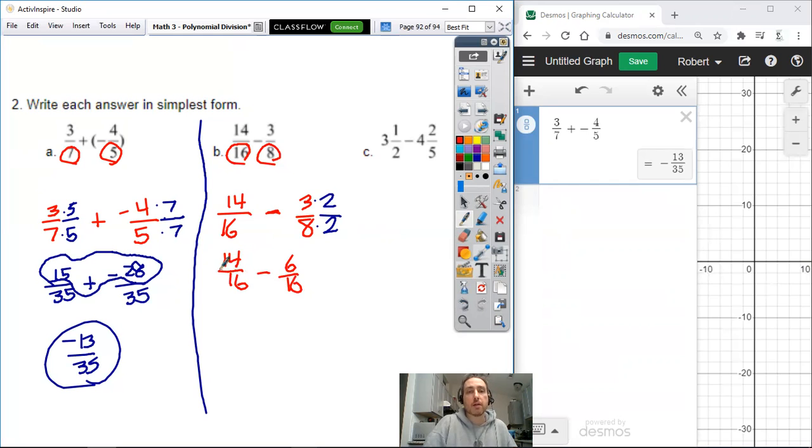And now we're ready to subtract. So 14 minus 6, that's going to be 8. Well, 8 divided by 16 is 1/2. 16 divided by 8 is 2. So it's going to be 1/2. And you can verify that in the calculator.